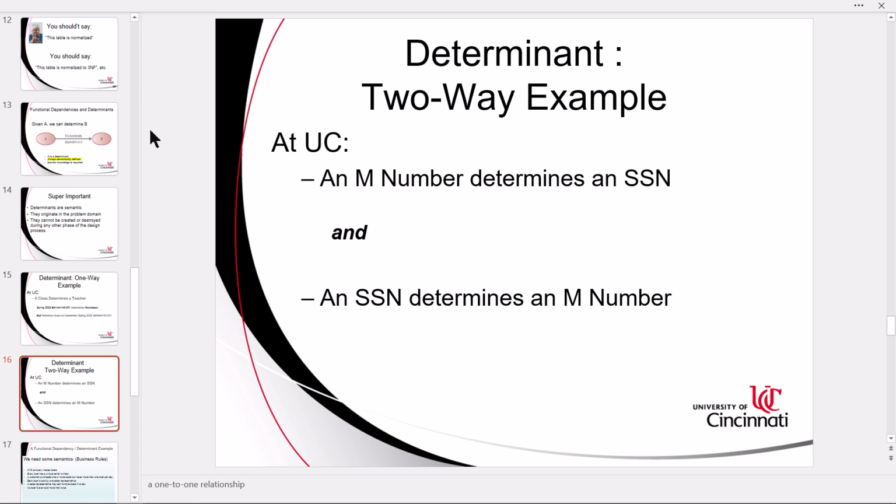Here's an example of one that does go in both directions. If I give you an M number, you can give me that person's social security number. And if I give you their social security number, you can give me their M number. Now I'm assuming here that everybody has a social security number in this UC database. I mean, there's many underlying assumptions going on here. If I'm incorrect, fine, but that is my assumption.